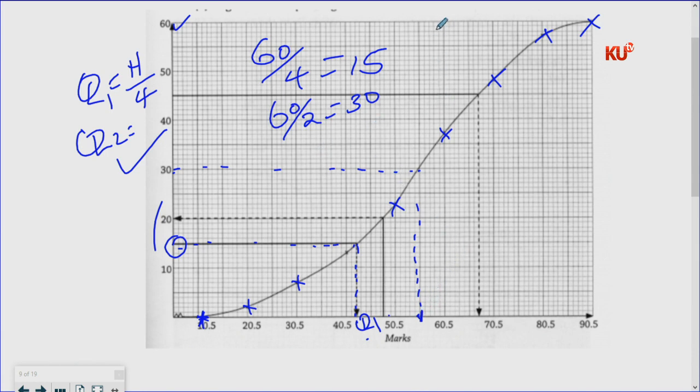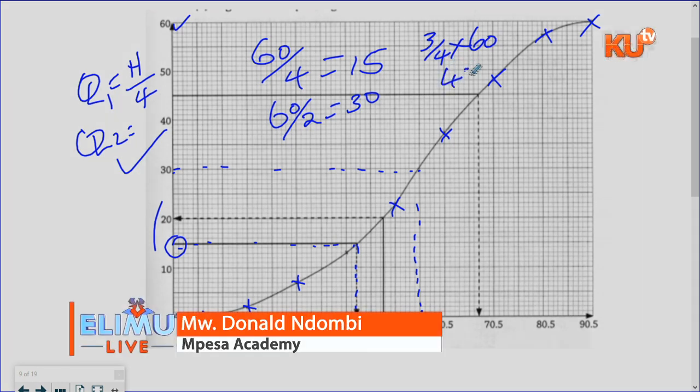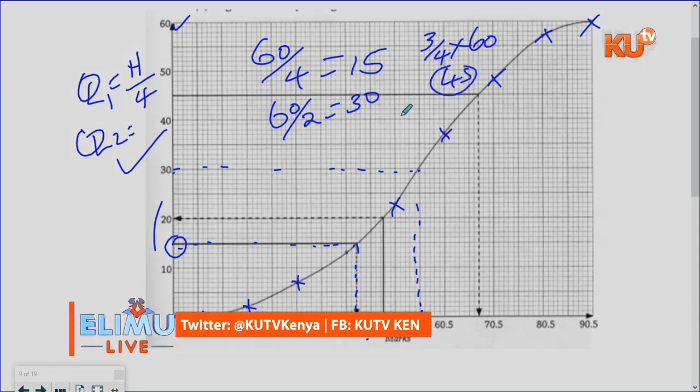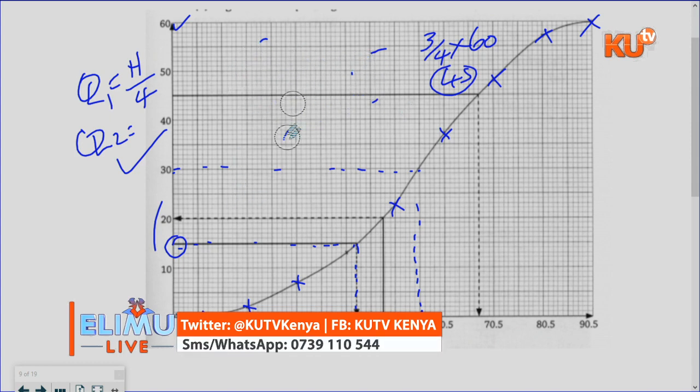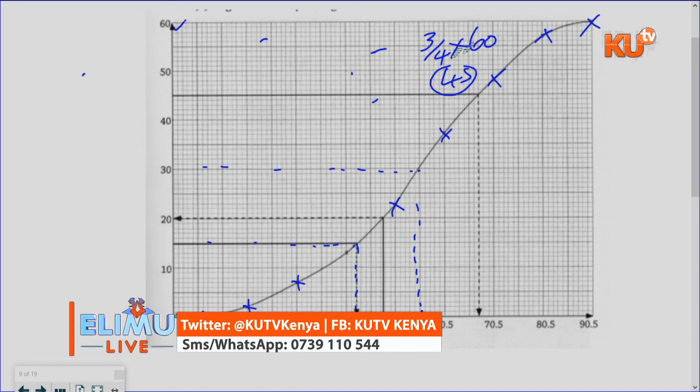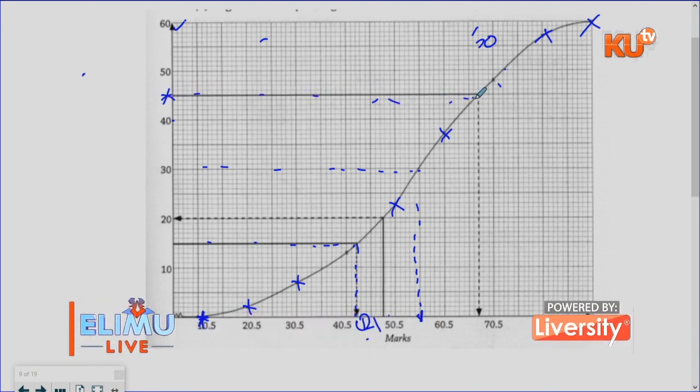Then lastly, Q3, that will be 3 quarters. So that will be 3 over 4 times 60, which you get as what? 45. So look for 45 on the y-axis, on the cumulative frequency axis. So my 45 is somewhere here between 40 and 50. You can see 45 is here. Then move like this, move like that to the curve, then move down. So this is my Q3. This was my median, this was my Q1. Then you write down those values and get all the marks like that.